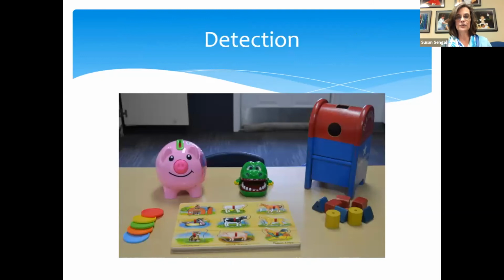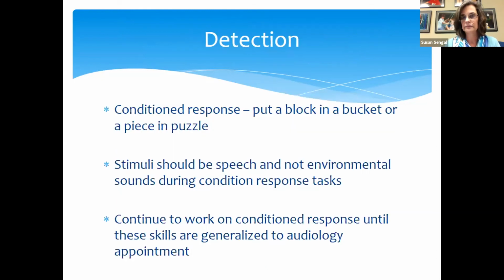So this slide just shows you some examples of toys or materials that you could use when working on developing a conditioned response with a child who has just received hearing aids or cochlear implants. When working on detection, I'm usually working with children who are preschool age, so we're really moving toward wanting to get them to be able to demonstrate a conditioned response by putting a block in a bucket or a piece in a puzzle. And the stimuli that we're using, we want to start with really speech and not work so much on environmental sounds during conditioned response tasks.